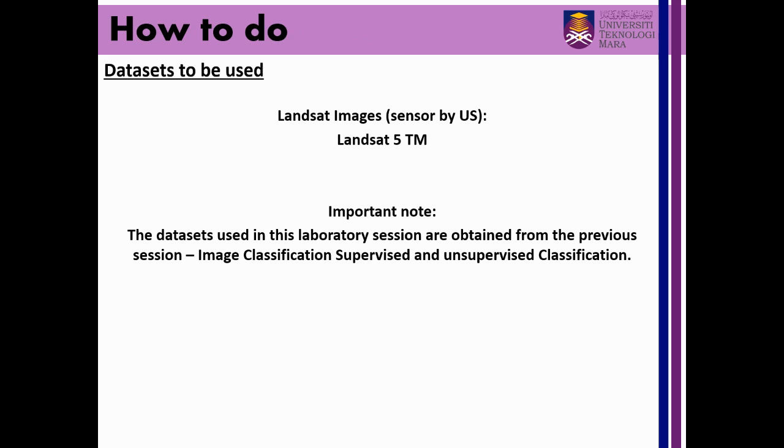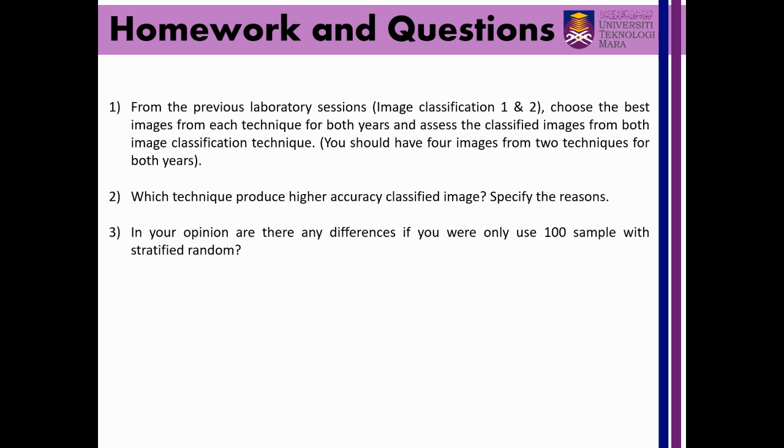Datasets to be used. You will use Landsat 5 TM as a reference image. You will also use 4 classification images from the previous lab task, which are 2 images from the unsupervised classification, 1 for each year, and another 2 images from supervised classification, also 1 image for each year. Please refer to the homework and questions given here before you start doing your lab work.